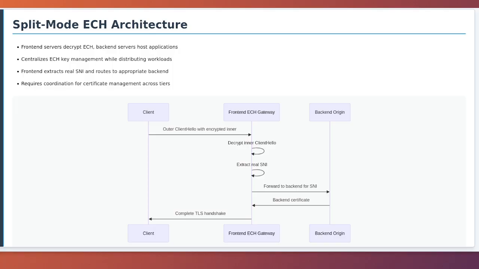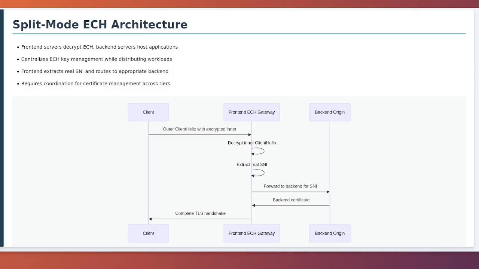The communication between front-end and back-end servers in split-mode deployments typically occurs over an internal network or through secure tunnels. The front-end server extracts the true SNI from the decrypted inner ClientHello and uses it to route the connection to the appropriate back-end server or virtual host. This routing decision happens after ECH decryption but before completing the TLS handshake with the client.